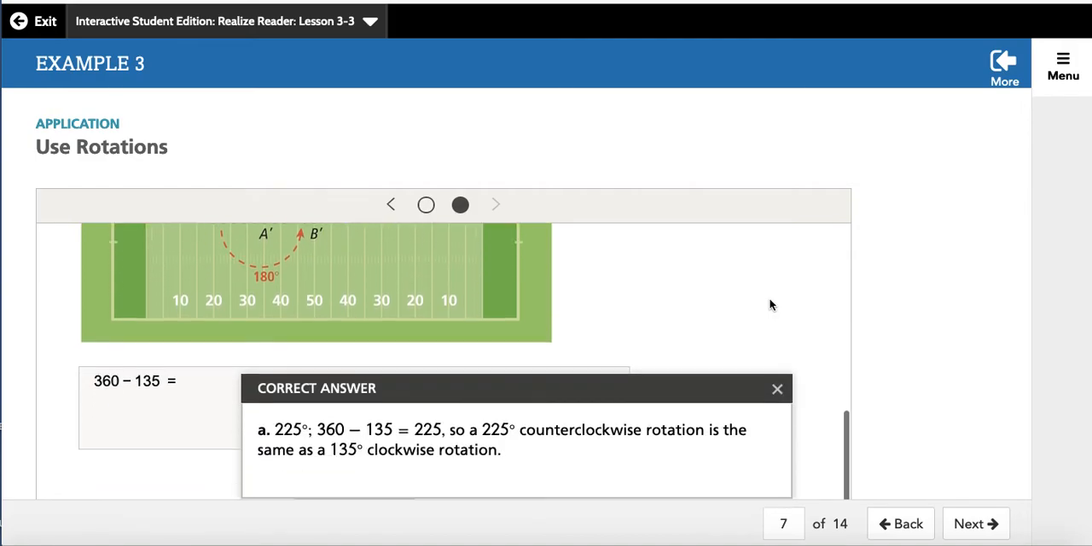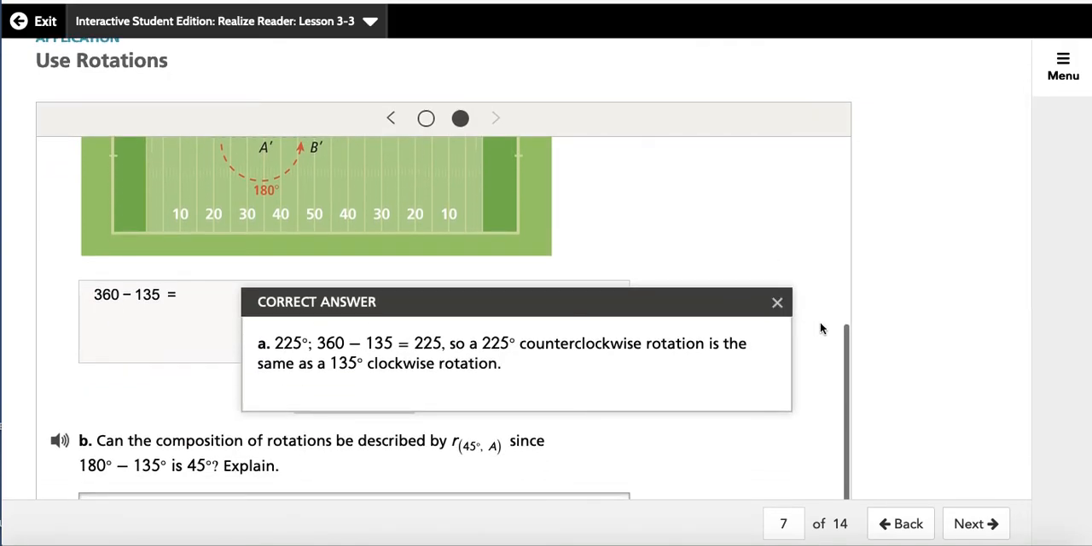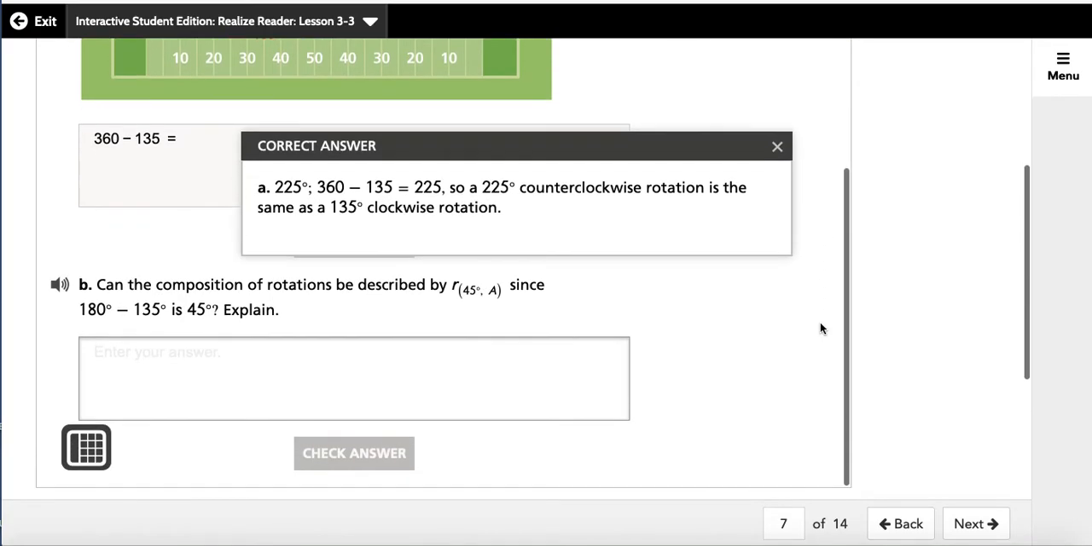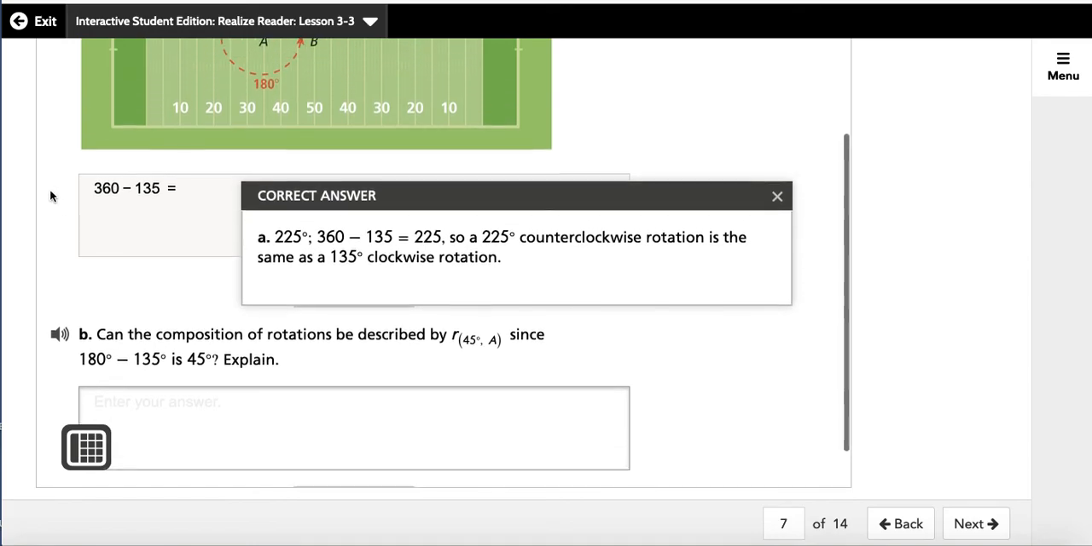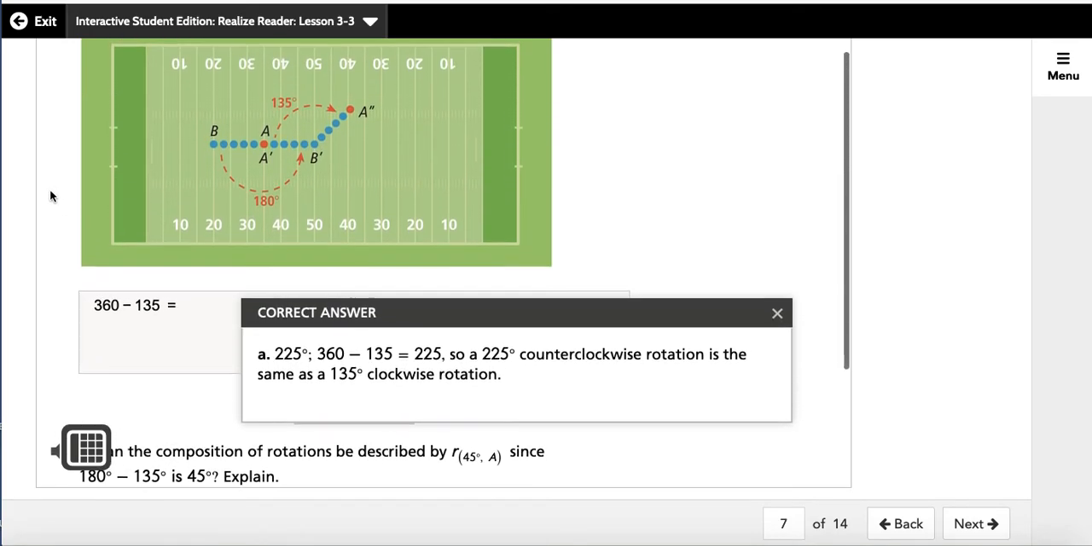Now they also ask, oh, maybe it's on the next page. Oh, here it is. Can the composition of rotations be described by a rotation of 45 degrees about point A, since 180 degrees minus the 135 degrees is 45 degrees? Could you just write all of that as a rotation 45 degrees about point A? Click pause if you want.